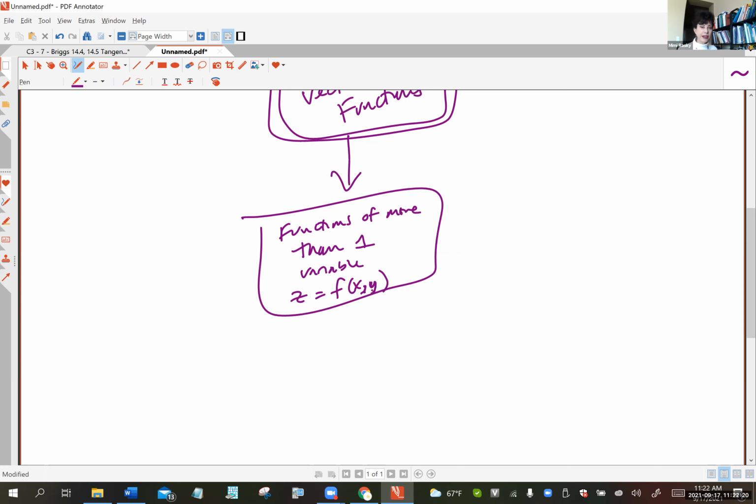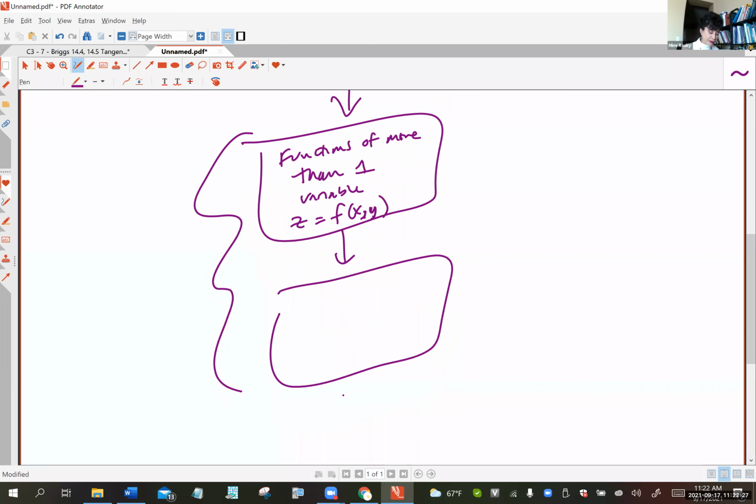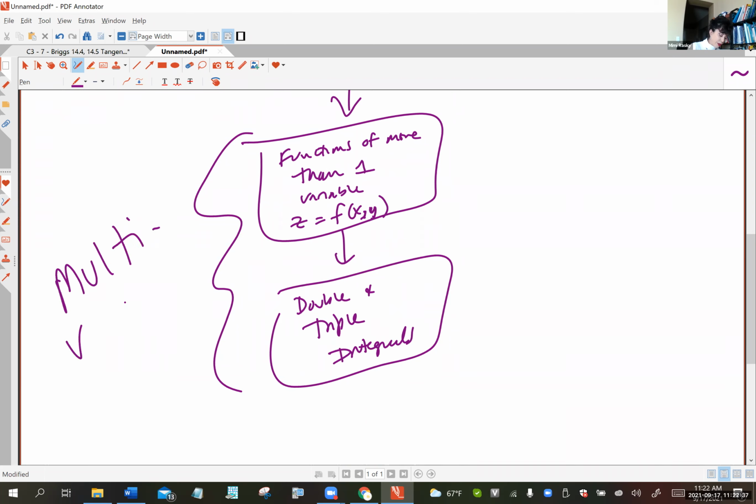I don't want to get into it now. That's what the next 2 weeks are. After that, these two modules are sort of together. We're going to do double and triple integrals. And these two modules together are what we refer to as the multivariable calculus portion of this semester. Very important. So if somebody says, hey, do you know multivariable calculus? You're going to go, yep.